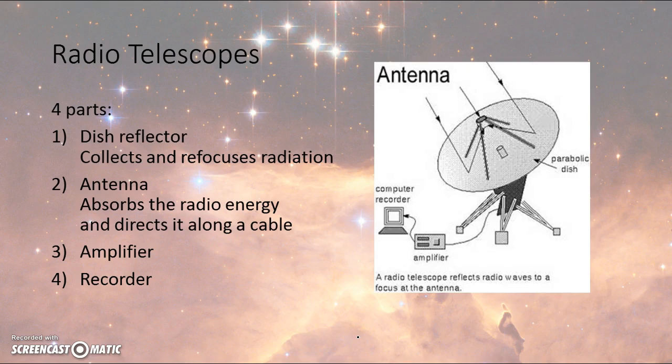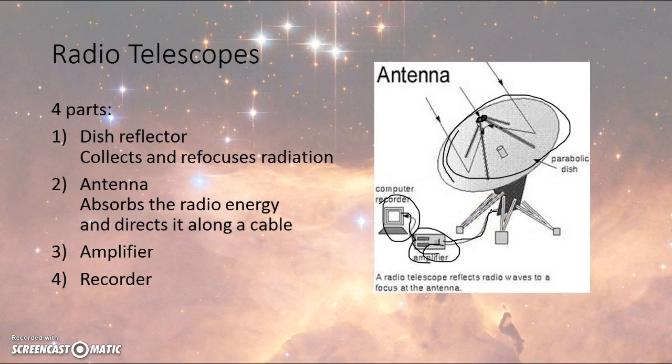Radio telescopes, there's 4 parts to a radio telescope. A radio telescope has the dish reflector, which would be the dish, right? And it collects and refocuses the radiation that comes in from radio waves. And the antenna here is going to absorb the radio energy and direct it along a cable. It's going to send it all the way through here to this amplifier, which is going to amplify it and make it larger. And then that's going to send it to a computer recorder. Okay, so it'll record all the data for you.